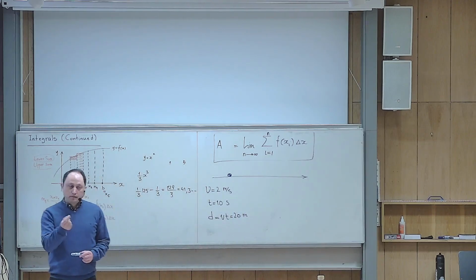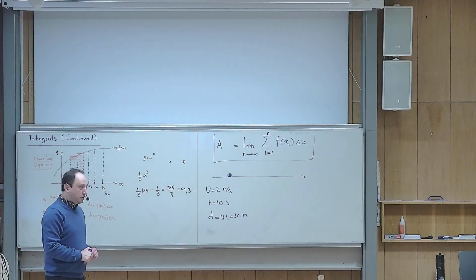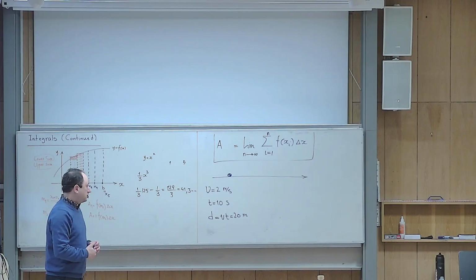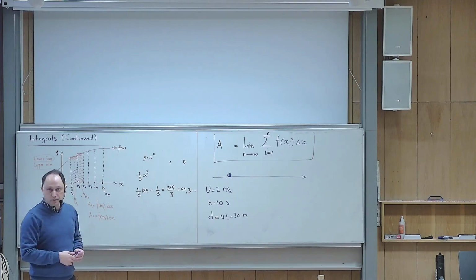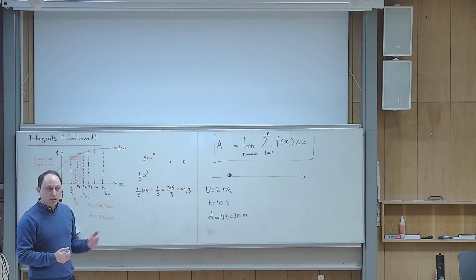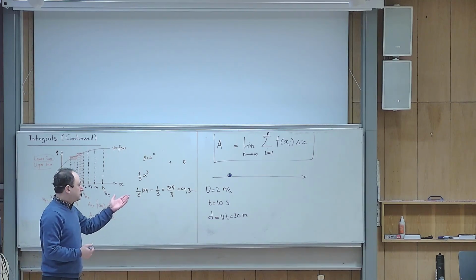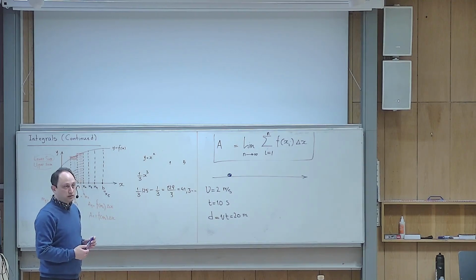So if the speed of the moving object is constant all the time, and if you want to see how much the particle moves in a time interval, you just multiply the length of the time interval by the speed. Yes? But let me ask you this question. What if the speed is changing?